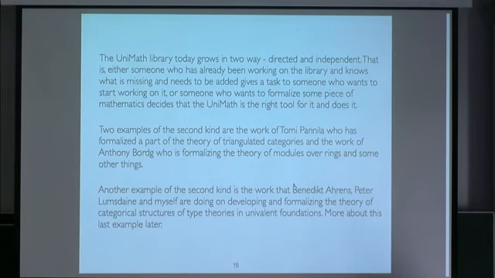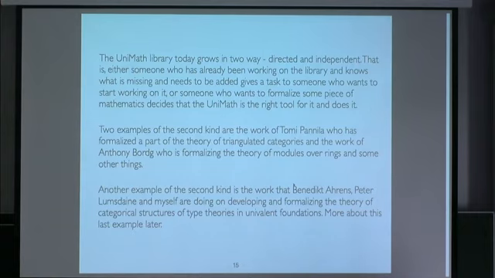second way. So two examples of the second kind are the work of Tommy Panilla, who has formalized part of the theory of triangulated categories. He was a very mysterious person. We didn't know where he's from, or we didn't know anything about him. Well, and the work of Anthony Board, who is formalizing the theory of modules over rings and some other things. Anthony we know.